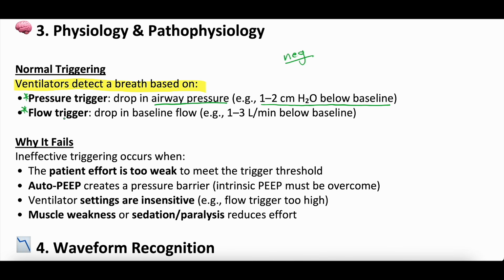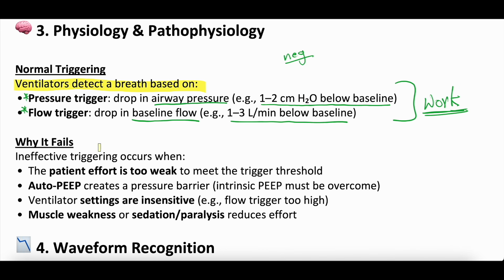You also can have the ventilator set to be a flow trigger, though. And this is if there's a drop in flow, usually 1 to 3 liters per minute below baseline, that will then trigger a breath. Either one of these triggers work. They both work totally fine, pressure trigger or flow trigger, but they are settings on the ventilator. And you can change how robust this trigger is. You can increase or decrease the pressure or flow trigger, at least to some degree, for different kinds of clinical indications that we'll talk about.